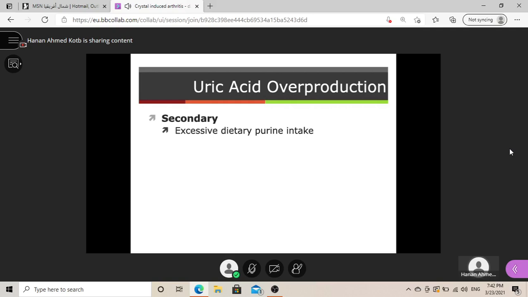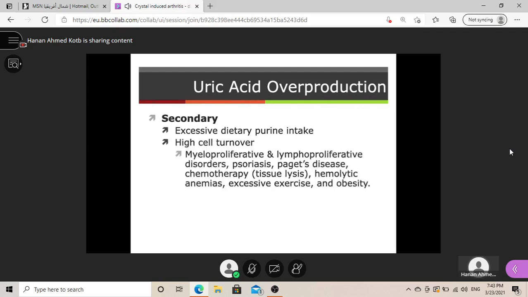While for secondary causes, we need to remember that overproduction is usually exogenous or endogenous. The first cause is an exogenous cause, if there is excessive dietary purine intake, which can happen during the Eid holiday when a lot of red meat is eaten. Other secondary causes are endogenous, where I have high cellular turnover. Cells are being built rapidly and cells are being destroyed rapidly. This could be seen in myeloproliferative and lymphoproliferative disorders.